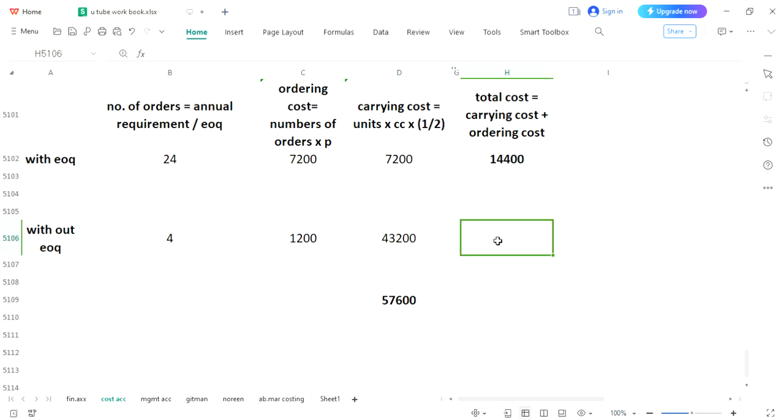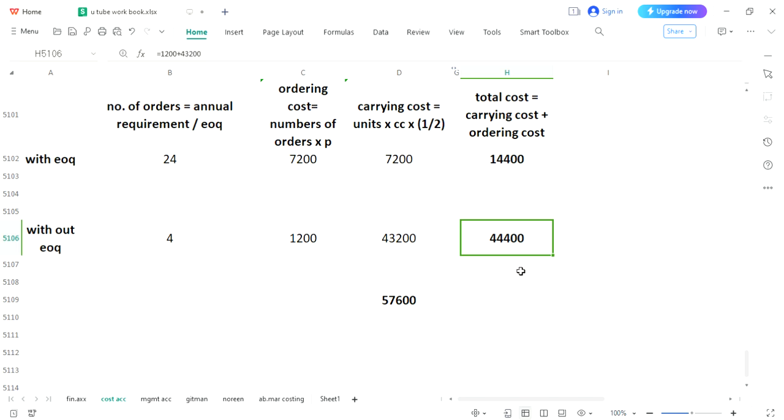Now our final stage has been over here, where we will calculate the total cost. Total cost would be calculated by adding carrying and ordering cost. Ordering cost is 1200, and you will add your carrying cost 43,200. So in this way you have calculated your total cost without economic order quantity.